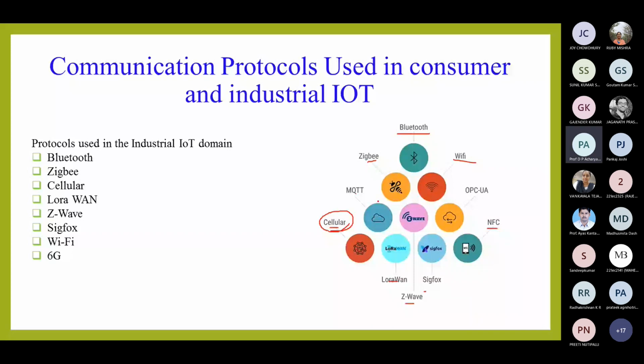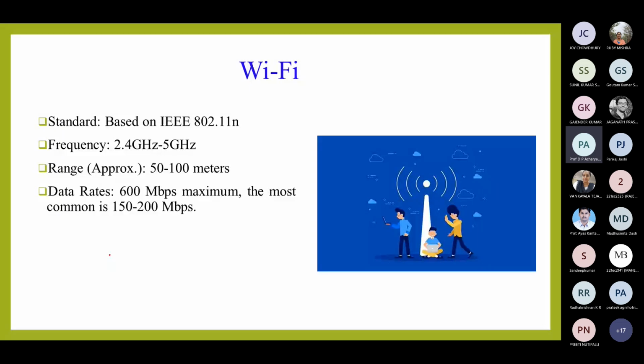Others are, like Zigbee is an ad hoc network, Bluetooth is also local, Wi-Fi is also local. When it is connected through a router to the other network, then we get connection. And what we plan in the future is 6G. Let's look at these protocols one by one, and then weigh their merits and demerits. So Wi-Fi, everybody is aware of Wi-Fi.